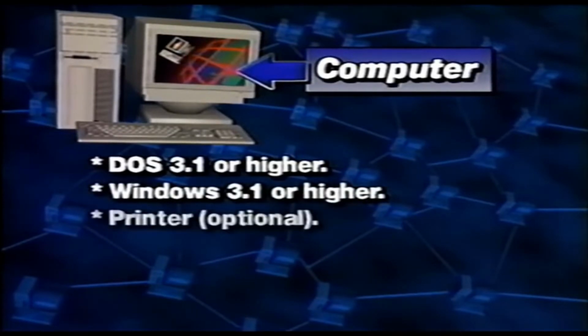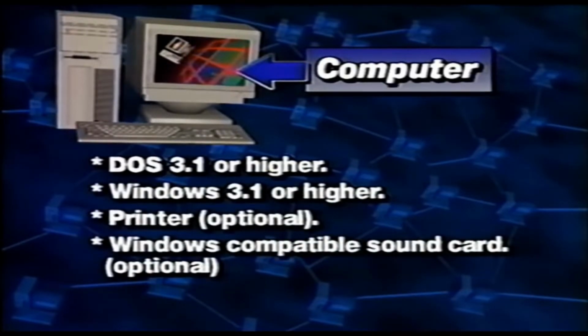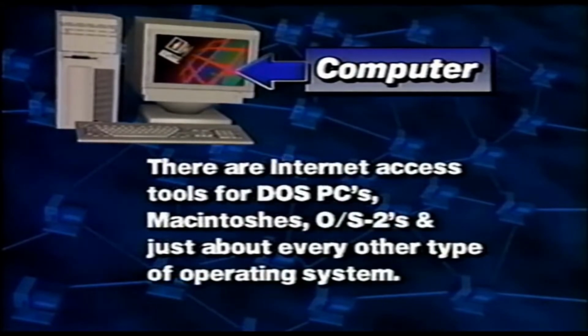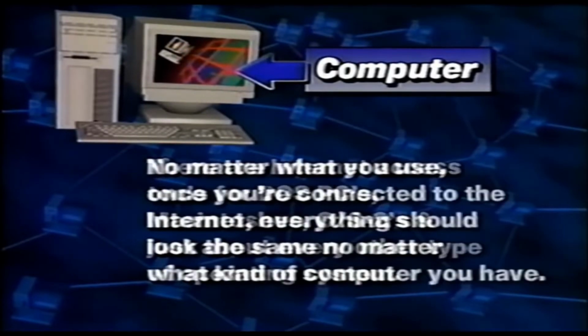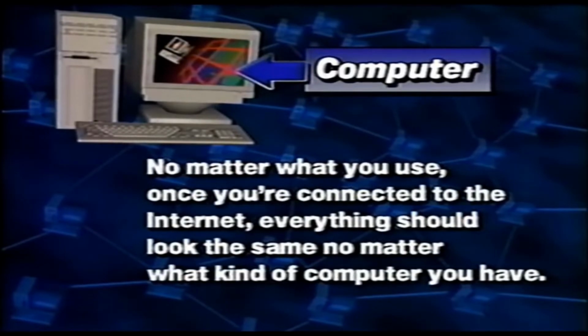A printer and a Windows-compatible sound card are optional but very useful. Since we will be using Windows-based access software, you will need Windows in order to follow along. There are internet access tools for DOS PCs, Macintoshes, OS2s, and just about every other type of operating system in use today. Suzanne will be demonstrating this lesson on a Windows-based 486 computer. But no matter what you use, once you've connected to the internet, everything should look more or less the same no matter what kind of computer you have.